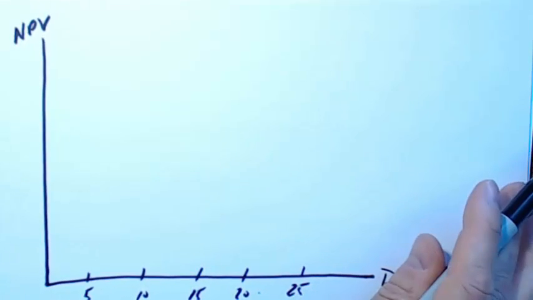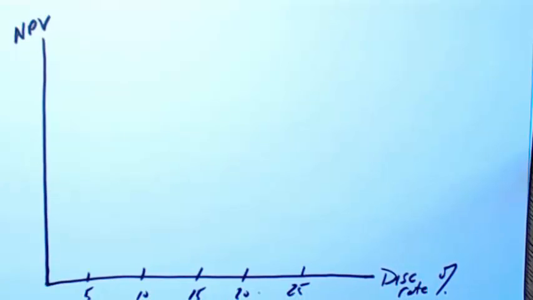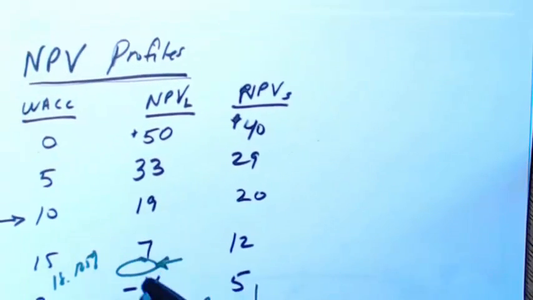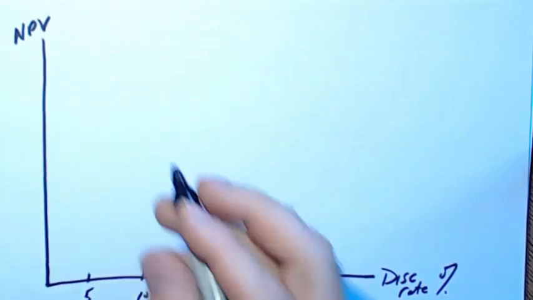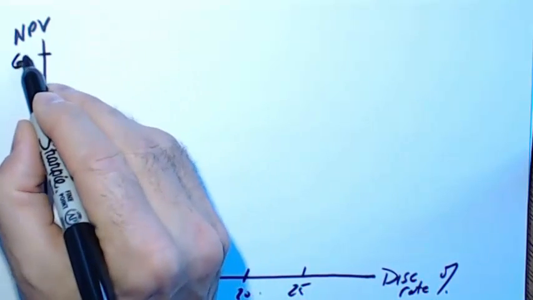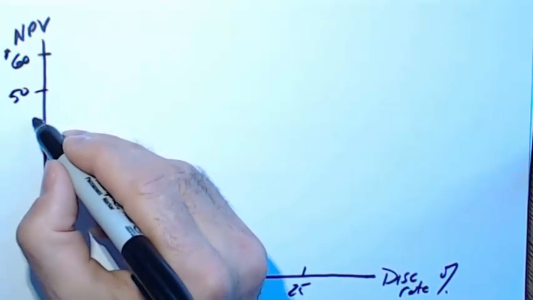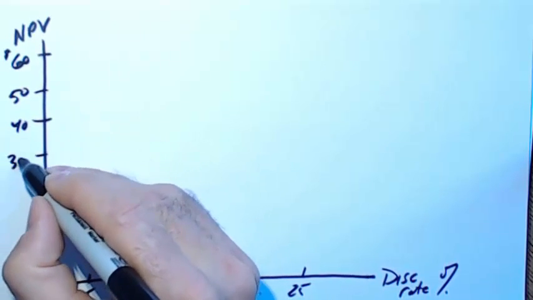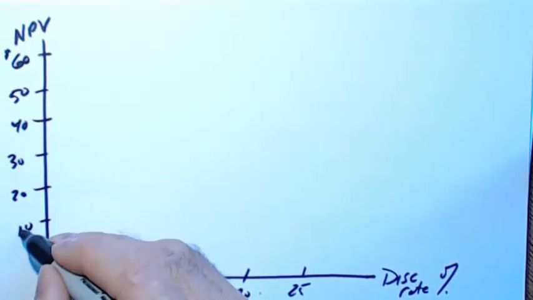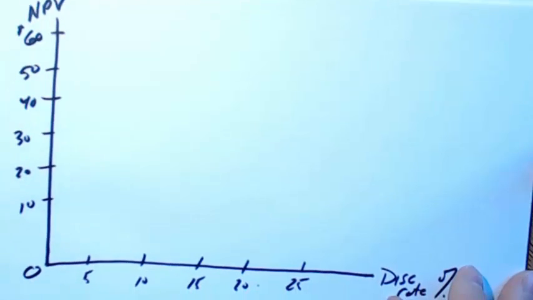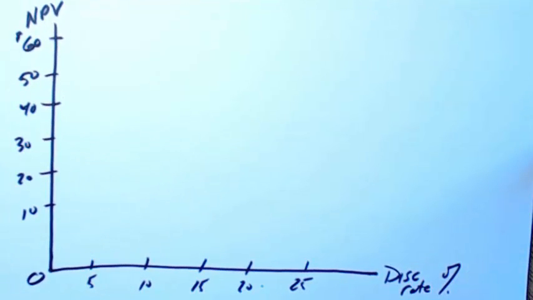And I'm going to go as high as, I'll go up to 60 here. Basically, I'm going to use this as a range for my numbers here. I'll go as high as 60, and I'll go 50, 40, 30, 20, 10, and 0. Okay, now I'm going to try to draw this as best I can. Let me graph this.